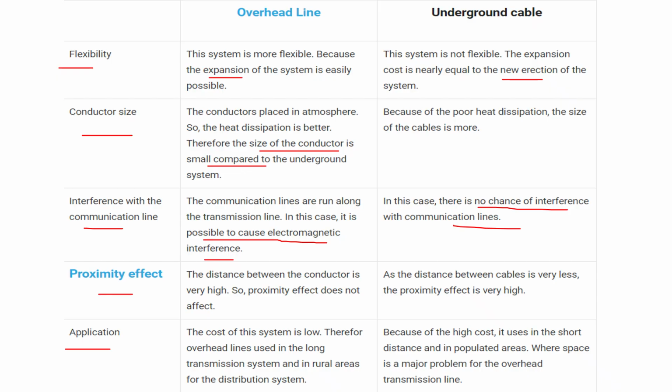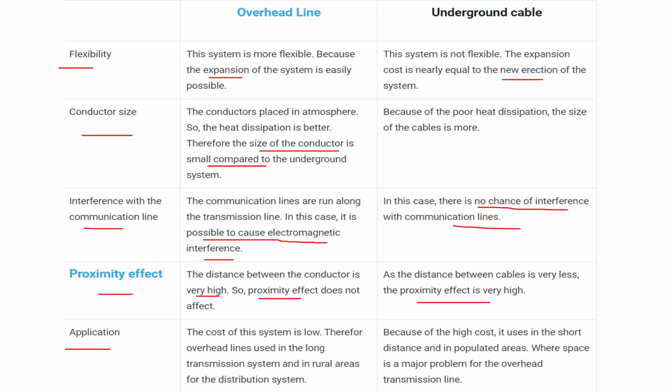Proximity effect is the effect on a conductor due to staying in proximity with some other conductor. The distance between the conductors is very high in the case of overhead transmission lines, so the proximity effect will not be very high. But in the case of underground cables, the space between the cables is very small, so there is a high chance of having proximity effect.